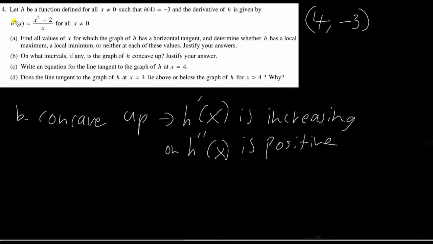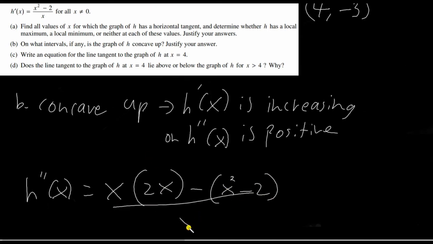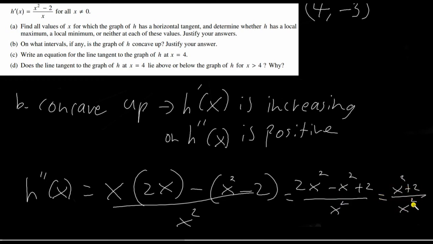So what we're going to do is take the derivative of this to get h double prime of x and find out on which intervals that second derivative is positive. Okay, so h double prime of x is, and now we're going to use the quotient rule here. We're going to have x times the derivative of the top minus the top times the derivative of the bottom, over the bottom squared. If I simplify this a bit, I'll get (2x squared minus x squared plus 2) over x squared, which is (x squared plus 2) over x squared. And now, for what values of x is this second derivative positive?